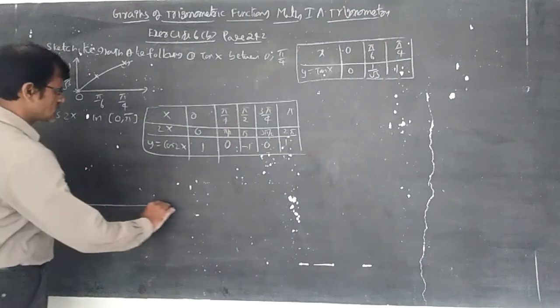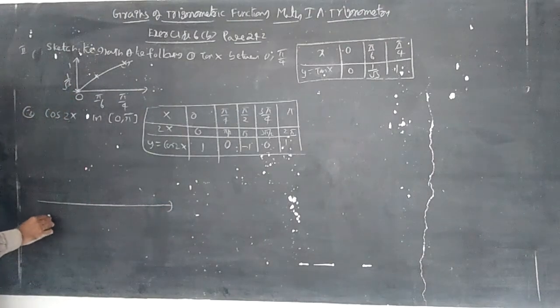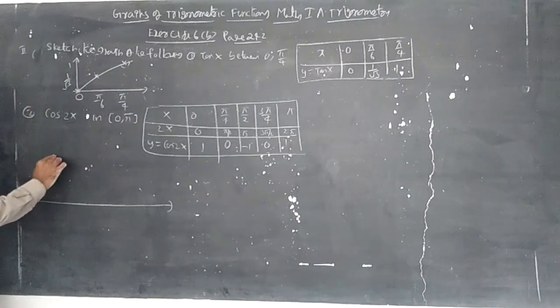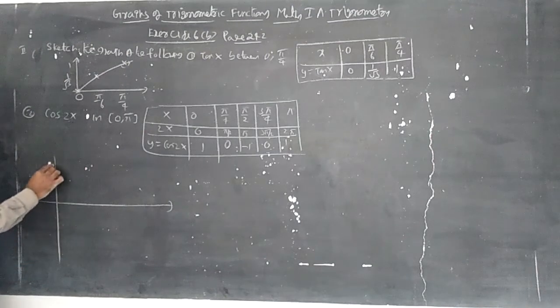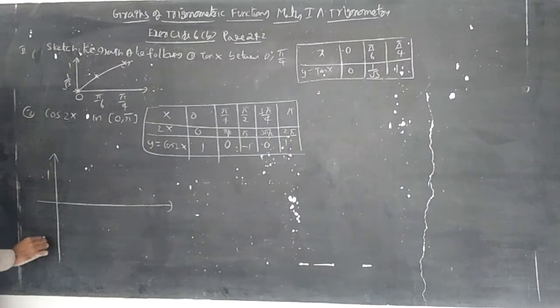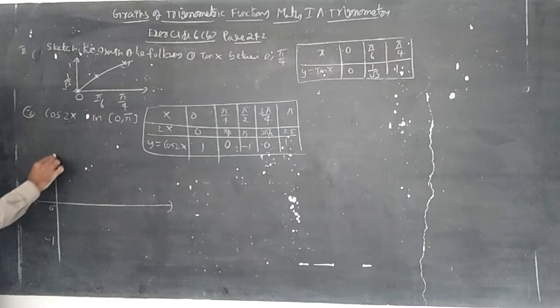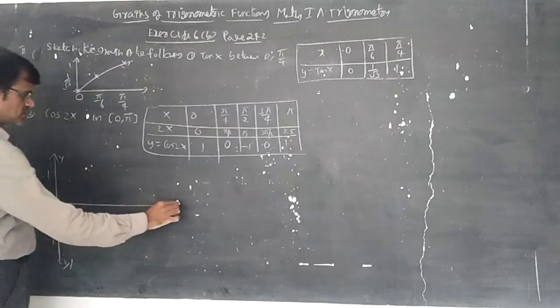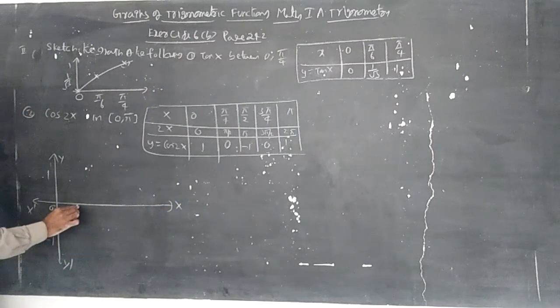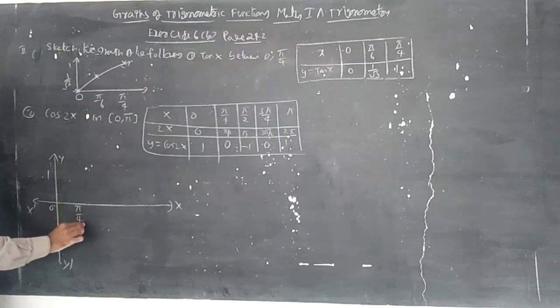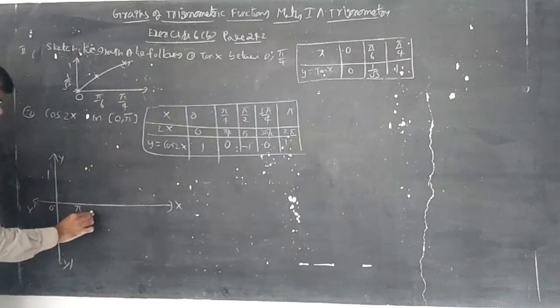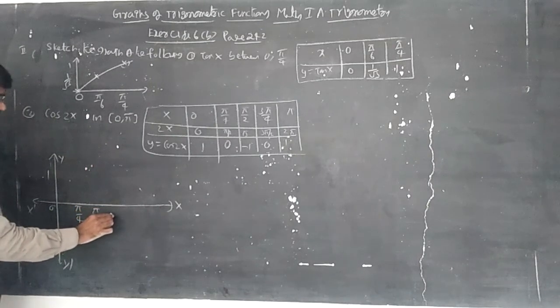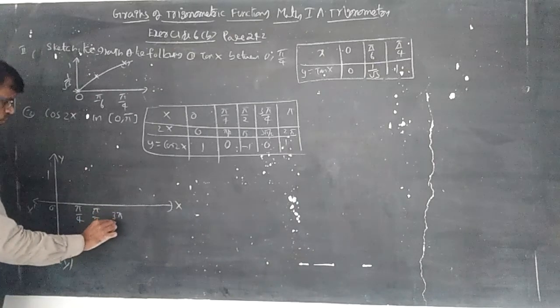Take the x-axis and y-axis. Put here positive 1, put here minus 1, this is 0, this is y dash, this is x dash, this is x. 0 here, take here pi by 4, like this. Whatever intervals are given, only those you should consider: pi by 2, 3 pi by 4 and pi.